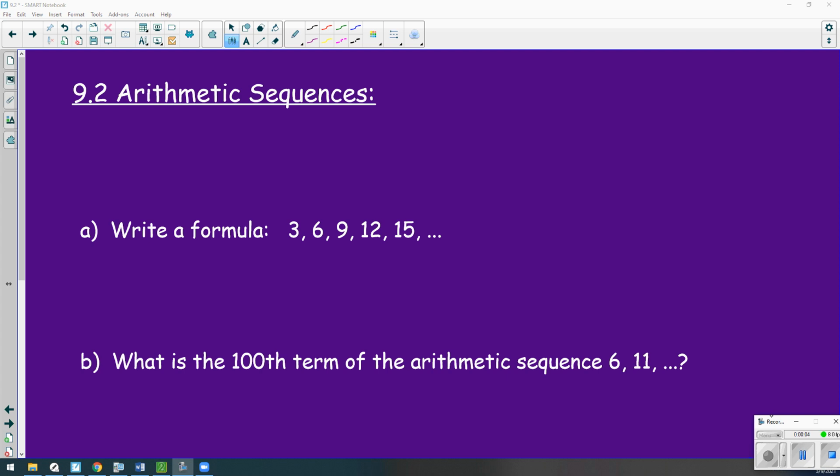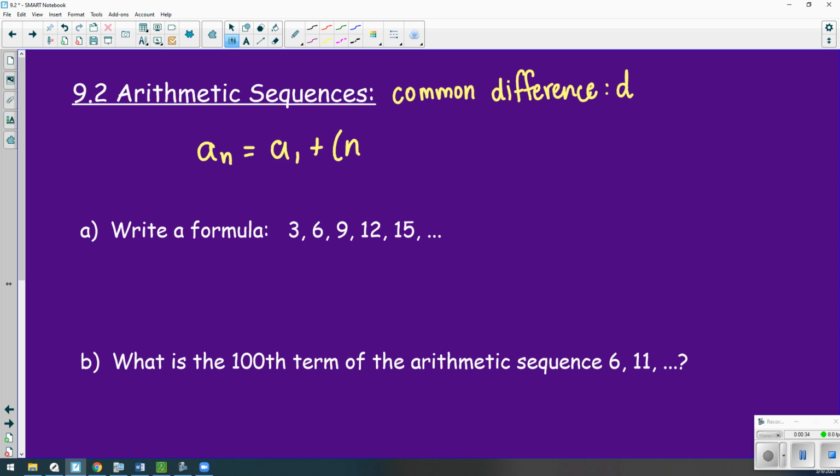Welcome to 9.2. In 9.2, we're going to talk about arithmetic sequences. When we have an arithmetic sequence, what happens is that there is a common difference between the terms in the sequence. Common difference is the name of the game. Our common difference is always denoted by the variable d, lowercase d, and an arithmetic sequence takes on the form a sub n is equal to a sub 1 plus n minus 1 times d, where n is greater than or equal to 1.